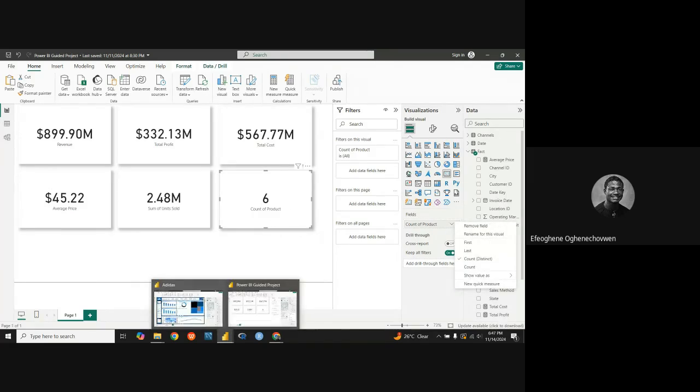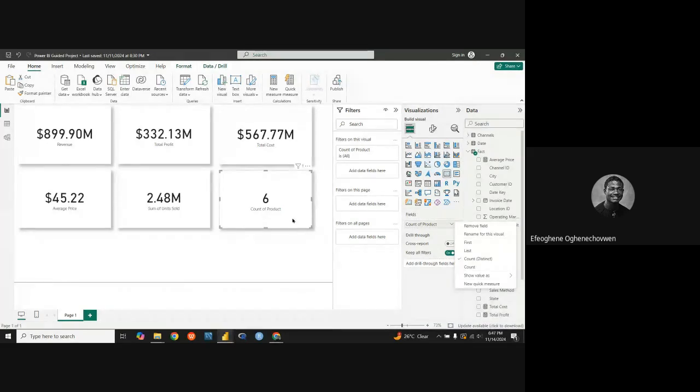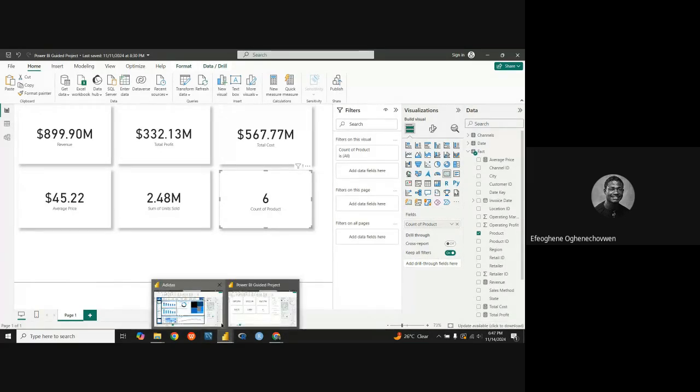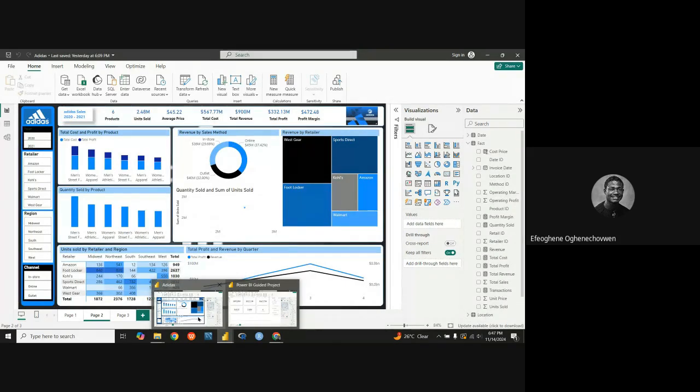You can also use DAX. All right. You can use the count function and it will count it for you. So these are just several ways. Like I said, there are different ways to get it done. So just get accustomed to using those functions. All right. So we have our product, we have our unit sold, we have our average price, we have our total cost, we have our total revenue, we have our profit. Those are 6 KPIs, and then the profit margin.